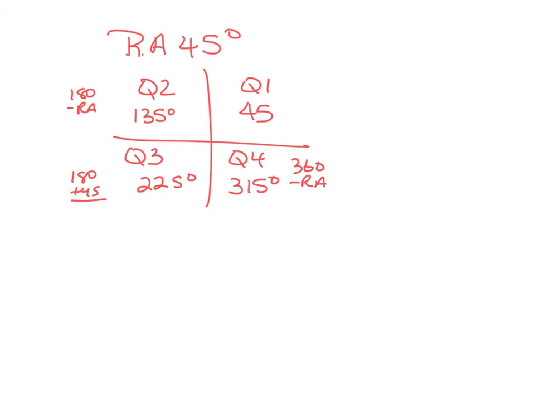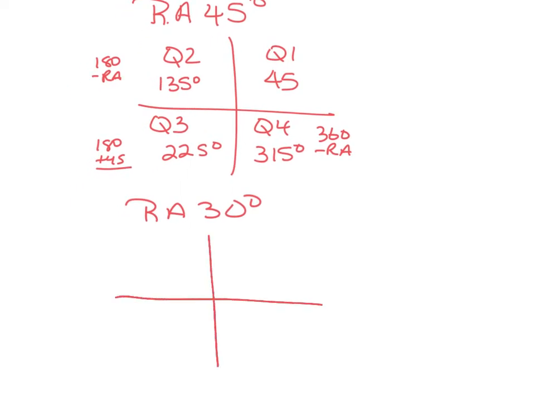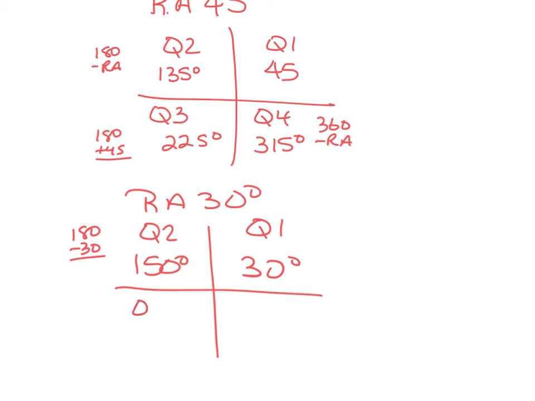Now let's do the same thing for the 30 and the 60. So let's say our reference angle is 30. I'm going to do the same exact calculations. The 30 goes here. That's quadrant 1. Quadrant 2, remember you take 180 and you subtract the reference angle. So in quadrant 2, the angle will be 150. And then when we do quadrant 3, we're going to add 180 plus 30, and I get 210. And then for quadrant 4, 360 minus 30, and I get 330.